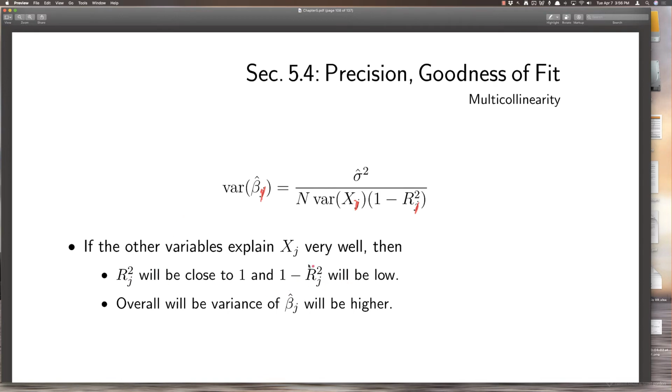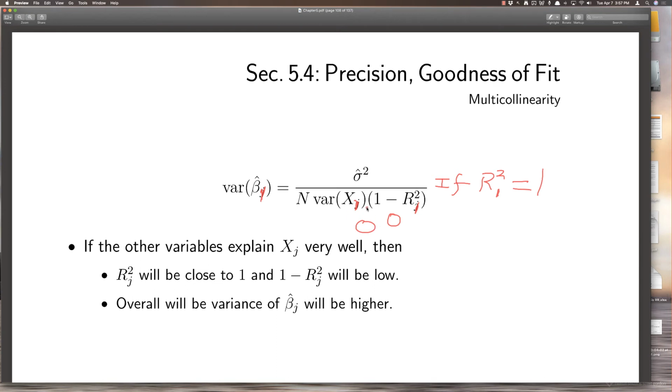Okay? So if R squared is big, if there's a lot of correlation between x1 and the other x's, then what does that do to this? If this is 1, then this becomes 1 minus 1. That becomes 0. This term becomes 0 if R squared is big. So let me just write that. If R squared sub 1, the R squared from the auxiliary regression, is 1, then this becomes 0, and this whole bottom term becomes 0.